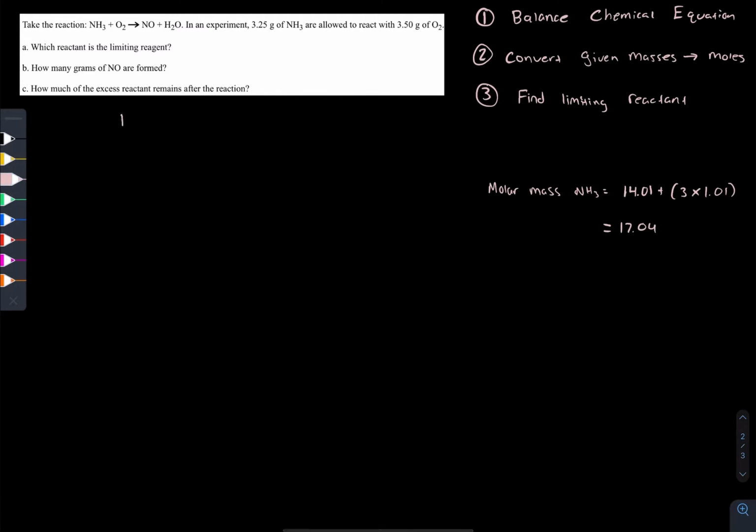We are given NH3, ammonia, plus molecular oxygen goes to NO plus water. So right now we have 3 oxygens on this side and 2 on this side. So let's try to get those together. So we're going to multiply this one by 2 and this one by 3.